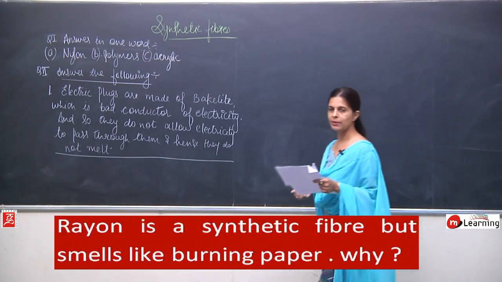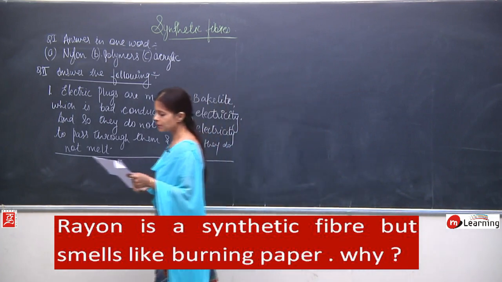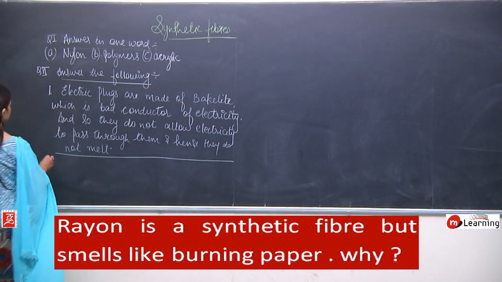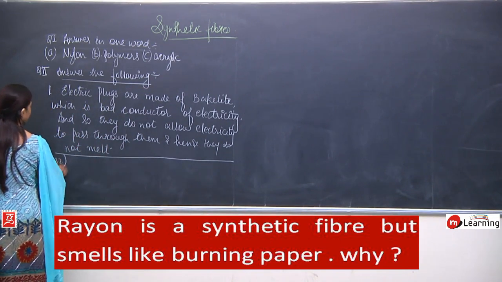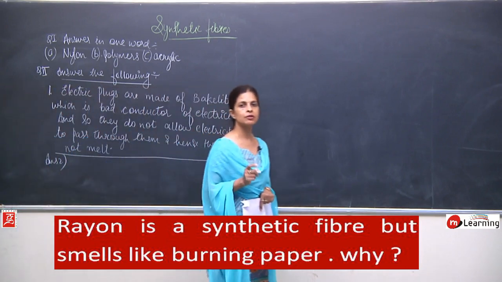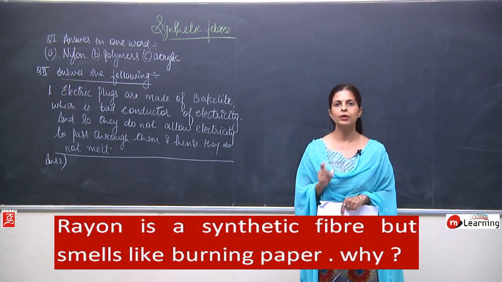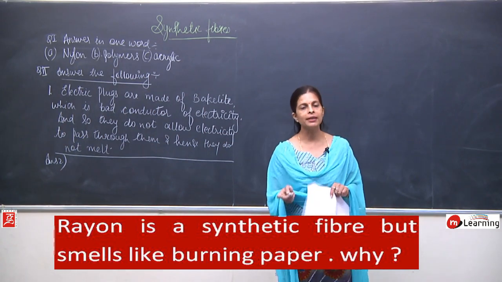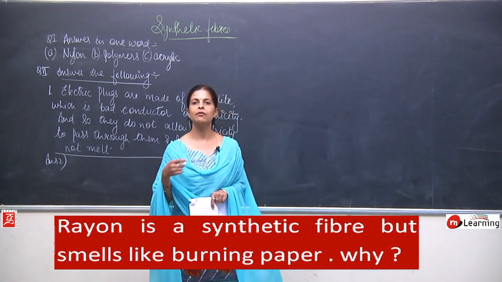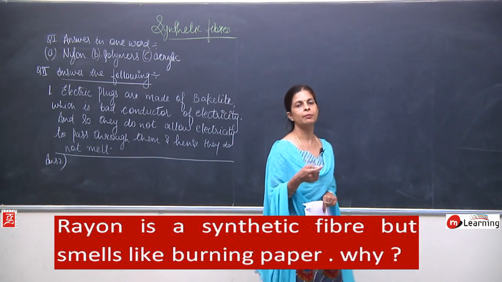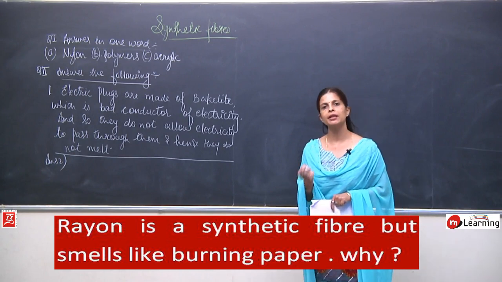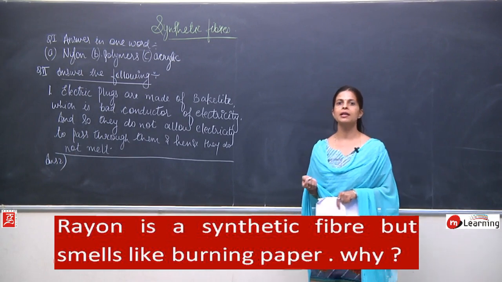Now we'll come to the question number second, children. Rayon is a synthetic fiber, but smells like burning paper. So children, paper is made up of what? Answer number two, children. Paper is made up of wood pulp. And if you all remember, for making rayon also wood pulp is used. When the raw material used is similar, definitely the characteristics, like when we burn, definitely the smell will be of burning paper. Why? Because the wood pulp is the thing which is used to make the papers also, and it is used to make rayon also.